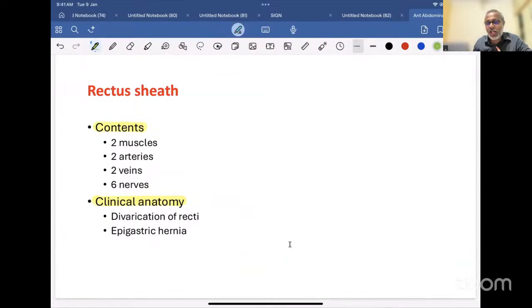Now, in the contents, we need to list and then we need to mention what are the structures present. For example, the contents can be listed as 2 muscles, 2 arteries, 2 veins, 6 nerves. Right. So what are the 2 muscles? We have the rectus abdominis muscle. Right. Then we have the pyramidalis. So these are the 2 muscles present within the rectus sheath.